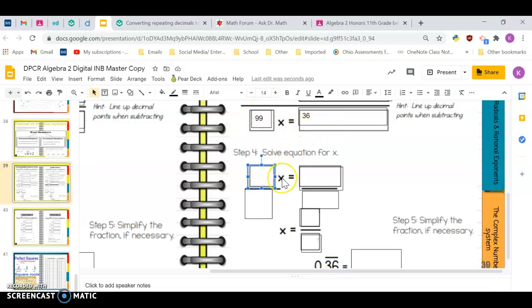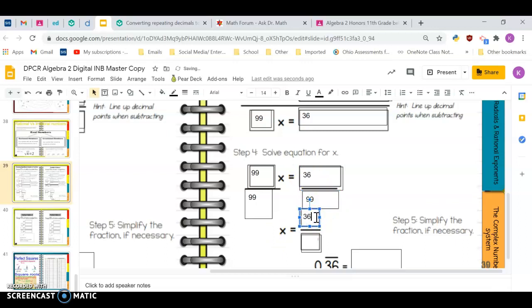So let's rewrite this down here. We got 99x, and that equals 36. Now that we got this, we want to make sure that we solve x by getting 99 divided on both sides. So over here, we know that these two 99s will cancel out, giving us just x. On the other side, I have 36 divided by 99.